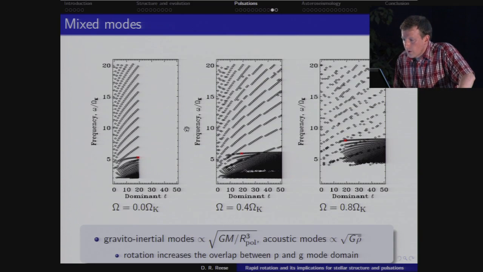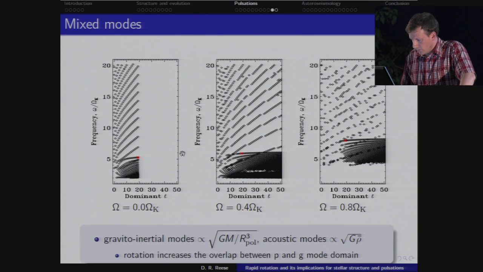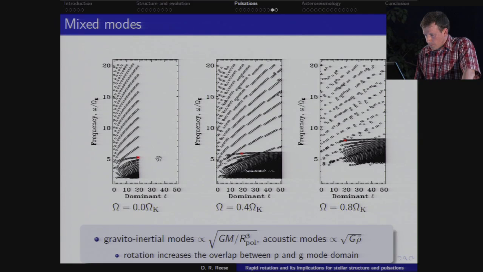Now I just want to also talk about mixed modes. So you have a series of 3 plots which shows the frequency as a function of the dominant L value in the harmonic expansion of these modes. And so you can see above here you have acoustic modes, and below you have gravito-inertial modes. And as you increase the rotation rates, these gravito-inertial modes come up higher into the acoustic domain.